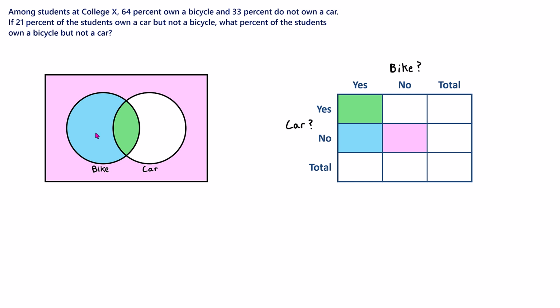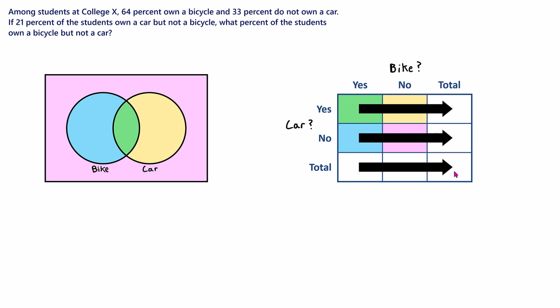In contrast, these students who have a car but not a bike belong here, where it says yes car, no bike. The rest of the cells are totals. Each of the cells in this bottom row is the sum of the 2 cells above it. And each of the cells in this right column is the sum of the 2 cells on its left.